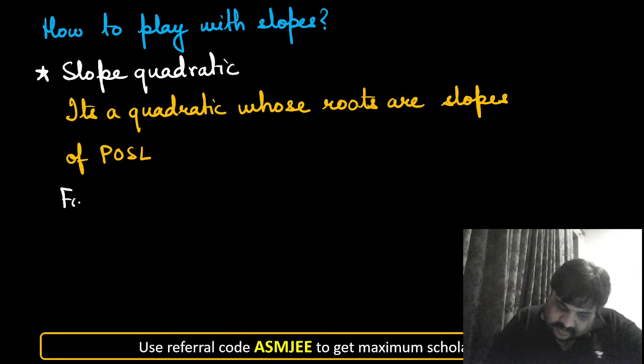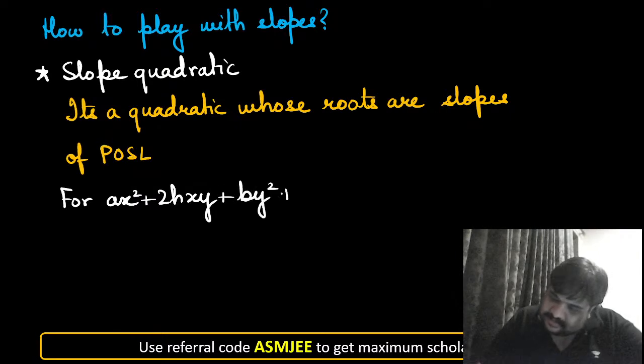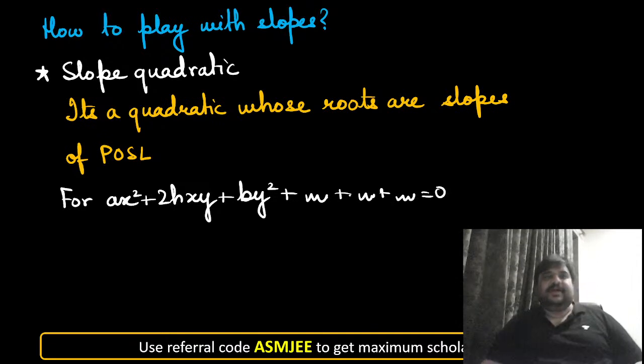So for ax square plus 2hxy plus by square plus something something x plus something something y plus constant equal to 0. Why am I writing it like this, something something? Because it can be either bada pair or chota pair.